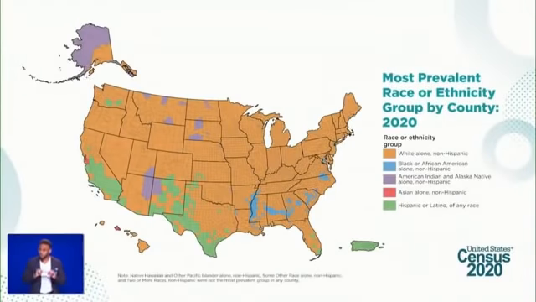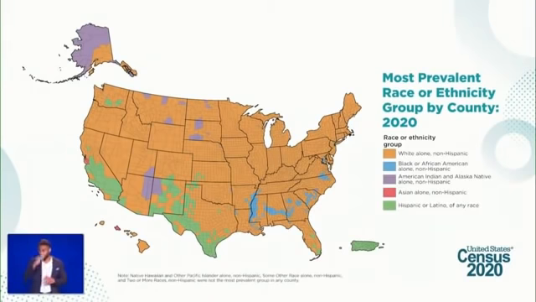Another measure that we use is a series of prevalence maps to show geographic distributions and patterns in racial and ethnic diversity across the country. The first map shows the most prevalent race or ethnicity group by county for 2020. In 2020, the white-alone non-Hispanic population, shown in orange, was the largest group in about 90% of counties.